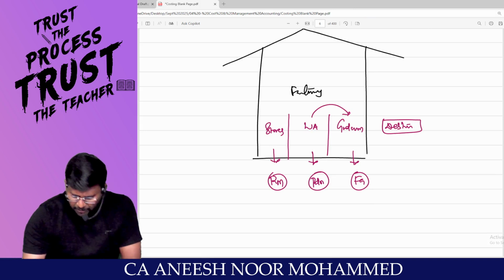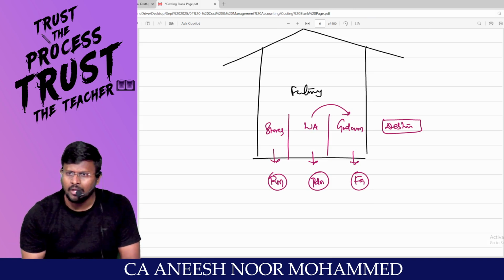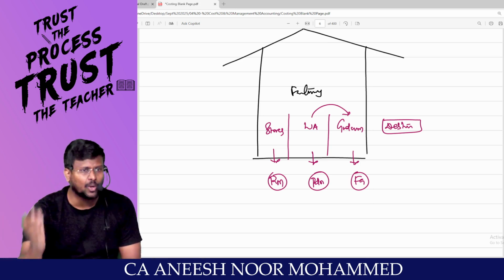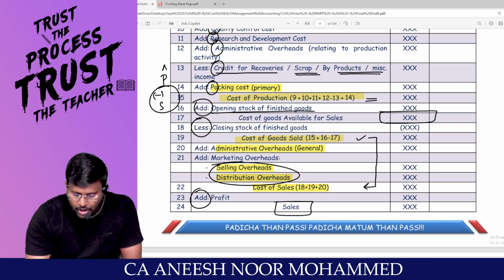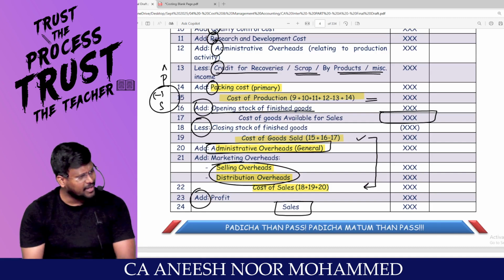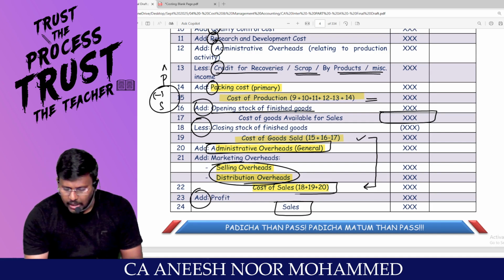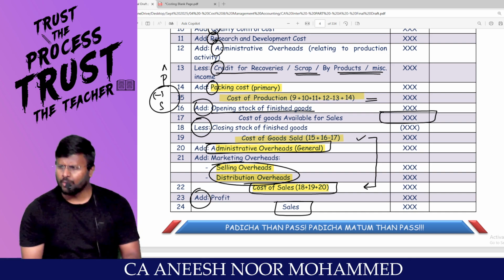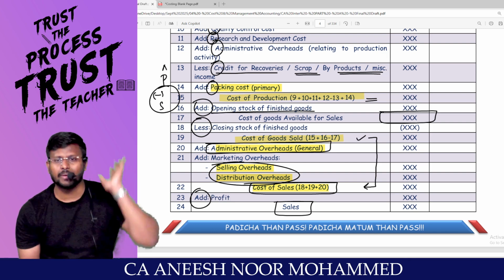Sir, after the work area, someone should take care of the godown. Some sales manager should be there. Someone should take care of the accounts and decide the business policy. That is general overhead. Are you really with me? Then I will get the cost of sales. To that, whatever profit I wish to add, I will add the profit. At the selling price, I will sell the unit.